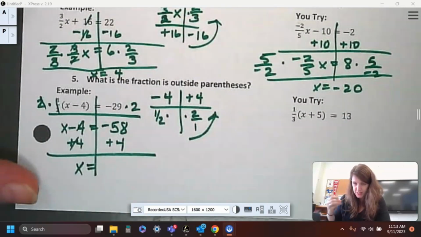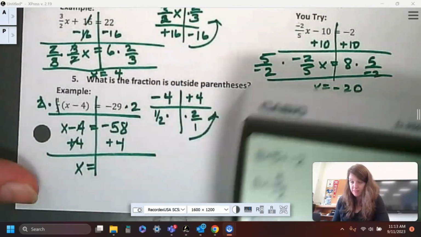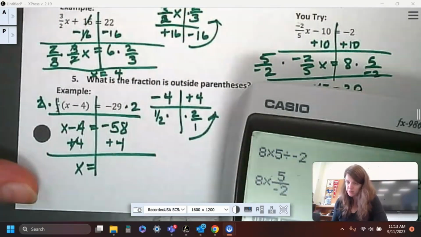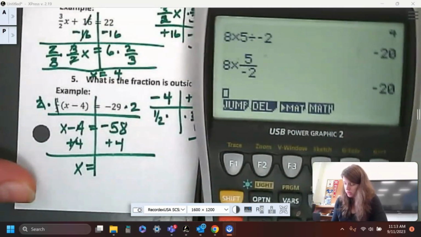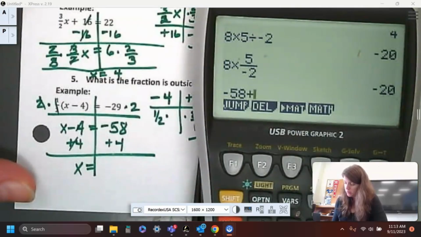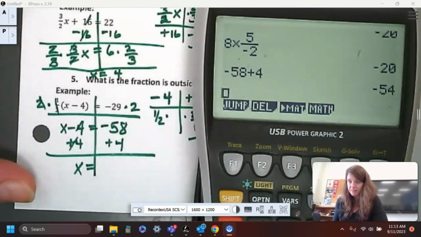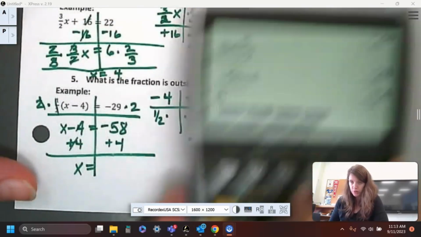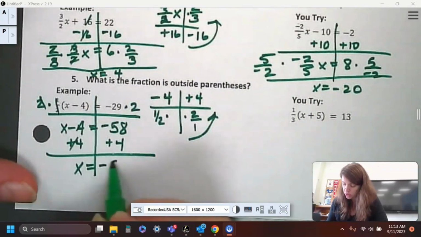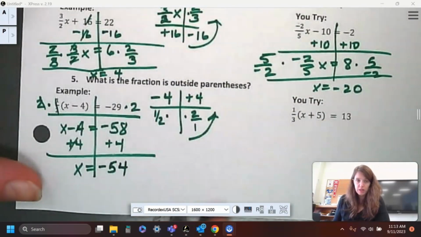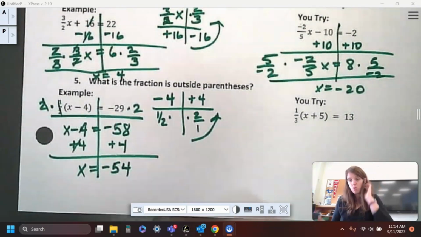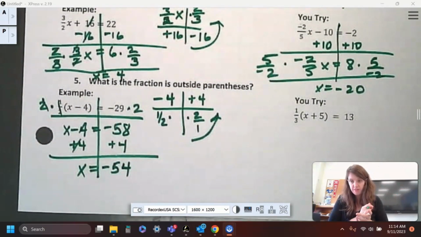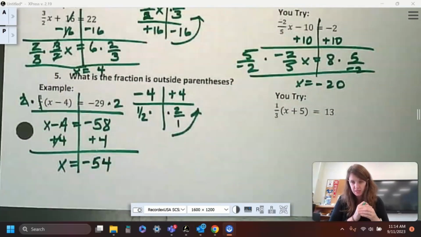Now, some students will go 58 plus 4 is 62, but this is a negative 58, right? So I have 58 negatives and 4 positives, which means I have 54 more negatives, right? So think about what that's saying. Negative 58 plus 4 should give you a negative 54. Okay, so careful when you're adding positives and negatives, make sure you are following the logic of how many negatives and how many positives do I have, right? How many more of the bigger number do I have? I have 54 more negatives than I do positives.